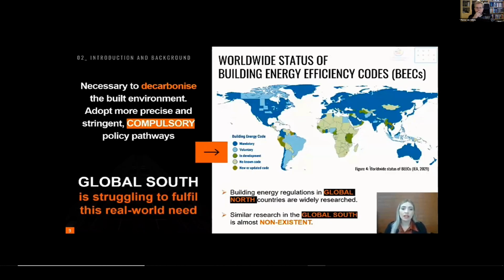As a result, it is necessary to decarbonize the built environment globally. We need to adopt more stringent and more precise compulsory building energy codes. While this is happening, we know that many Global South countries lack the necessary building energy codes and are also struggling to fulfill this real-world need.